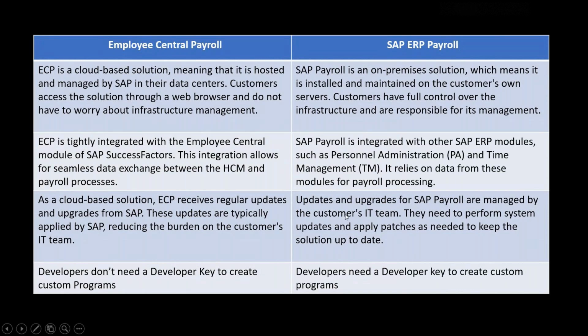Whereas in SAP ERP payroll, all the upgrades have to be done at the customer site, and the customer IT team is responsible for applying any patches to the latest pack. Last but not the least, developers don't need a developer key to create custom programs. So in the EC payroll system, you can directly go and create a Z program. You don't need a developer key here. Whereas in on-prem payroll, you need a developer key to create custom programs. So these are the main differences between Employee Central Payroll and ERP Payroll.